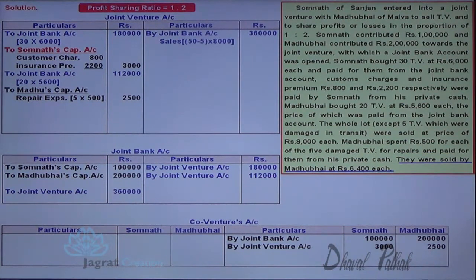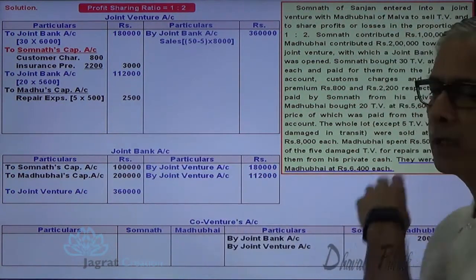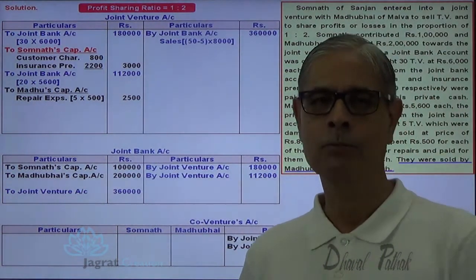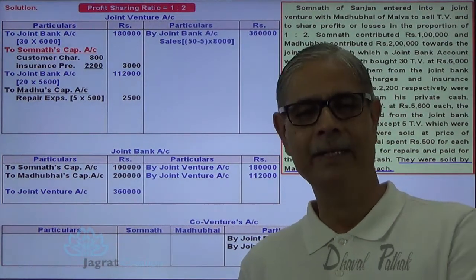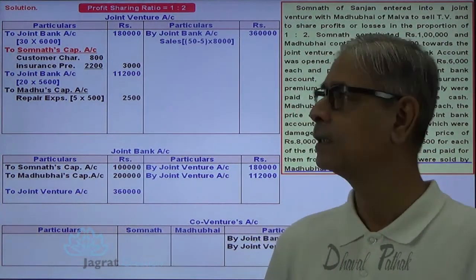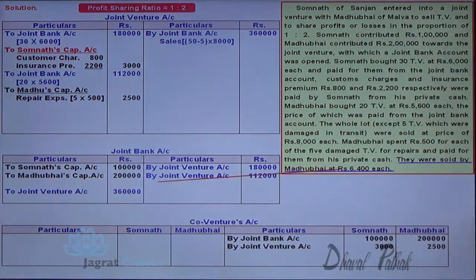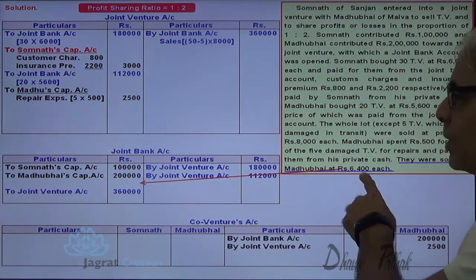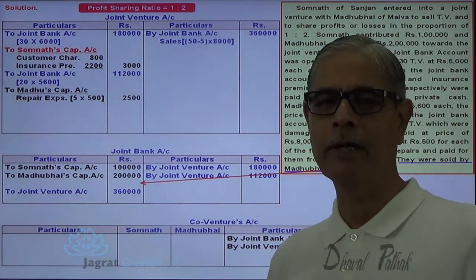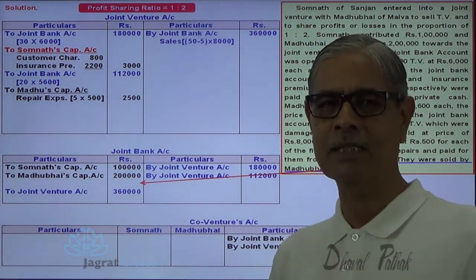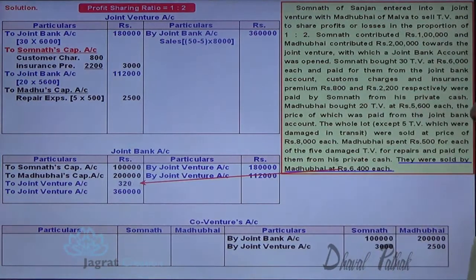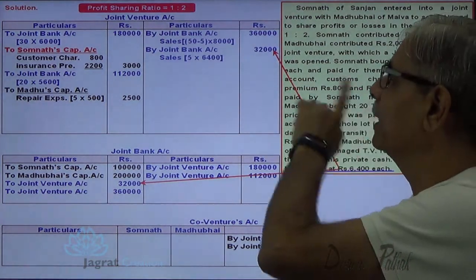Now all these 5 TV sets are sold at a price of 6,400. So 6,400 into 5, 32,000 is the sales proceeds that will be credited to joint venture account. And the amount received is debited to joint bank account. Bank is the receiver of the sales proceeds. So joint bank account debit to joint venture account credit, 5 into 6,400, 32,000.